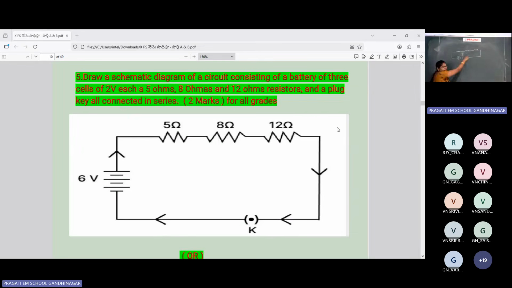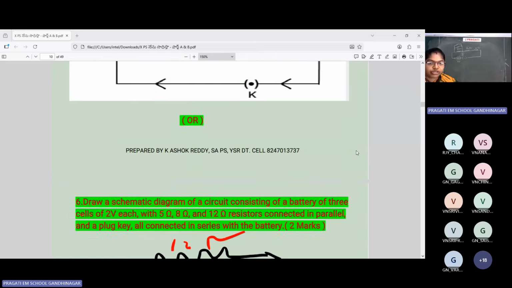This is the series combination of the resistors. You have to mention how many ohms are given for the resistors: 8 ohms, 5 ohms and 12 ohms. See here, you have to mention the direction of the current and the voltage of the battery. If the resistors are given in parallel, you have to draw like this. Is it clear? These types of diagrams are asked, so better concentrate on these diagrams also.